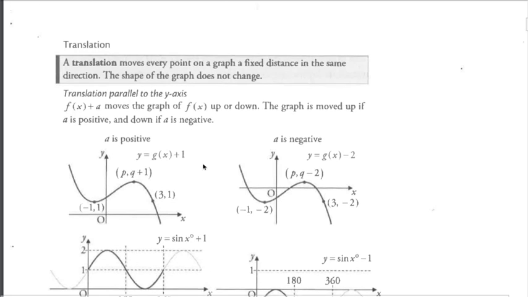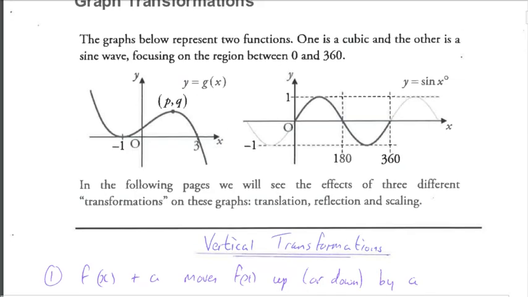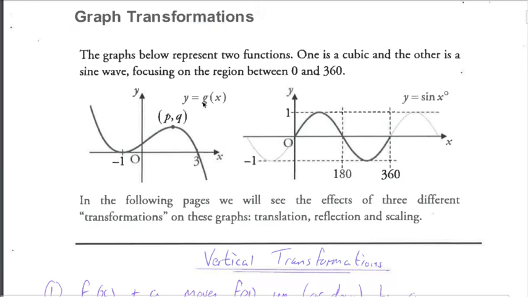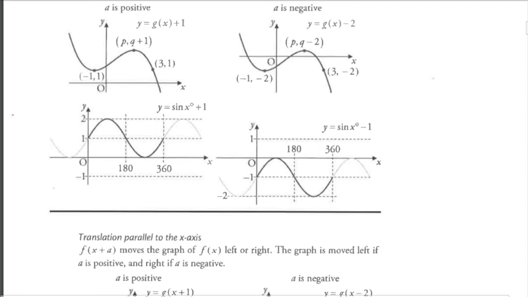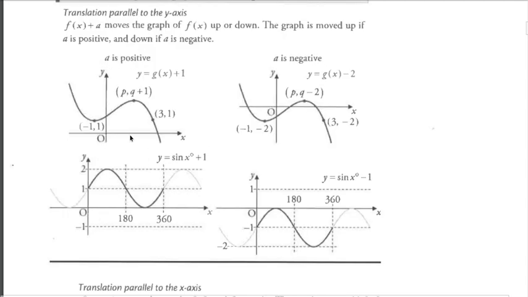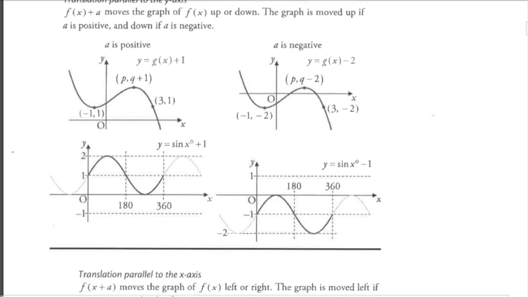So here we had the original graph. Let's just scroll back up there. So we have this graph here. If we do g(x) + 1, it will move every point up by 1. So this will go from (-1, 0) to (-1, 1). This will go from (3, 0) to (3, 1). Point P won't change in its x-coordinate because we're not moving in the x direction, so that will move to q plus 1, whatever q is, plus 1. And let's just have a look at that. And there it is indeed. And if a was negative, all the points would move down, so the original graph would move down by 2. So the y coordinates would all decrease.